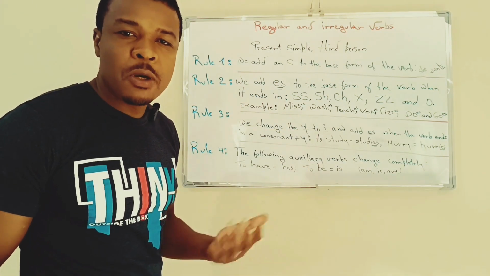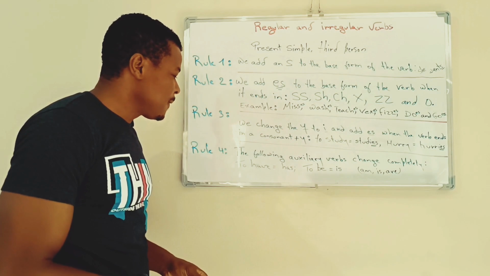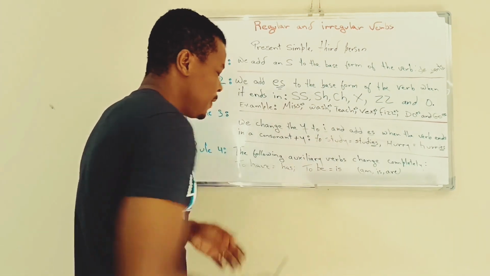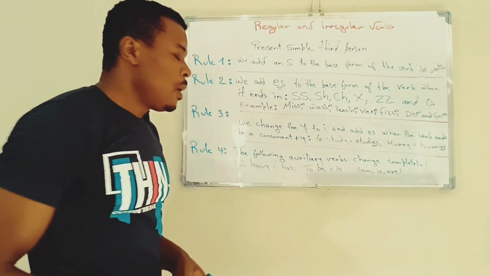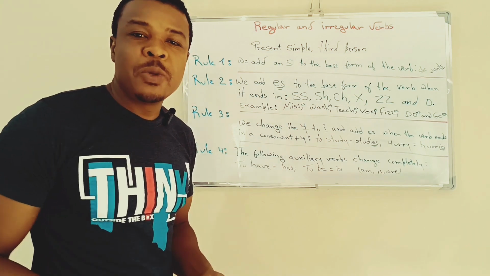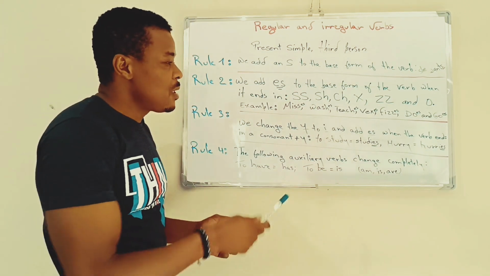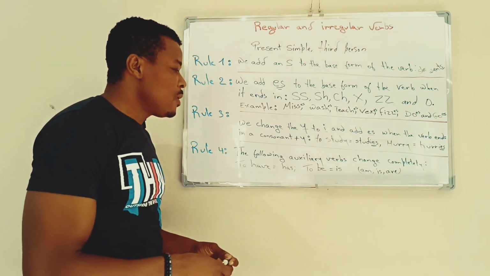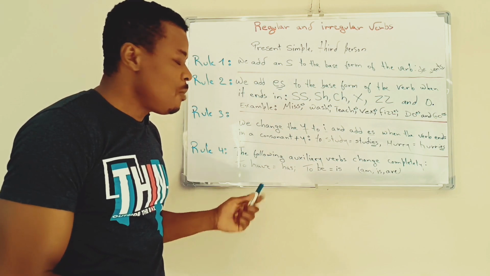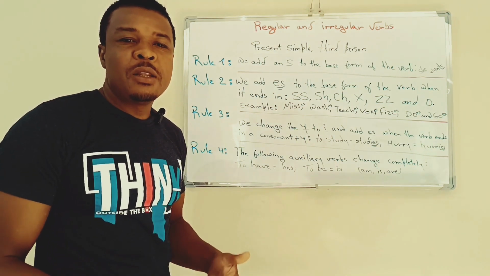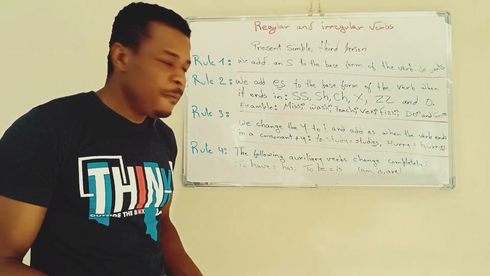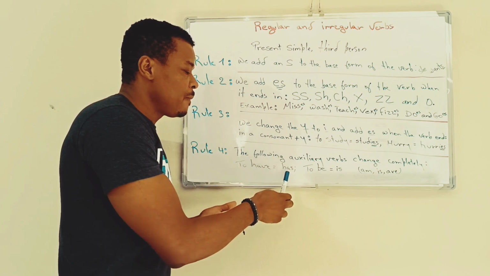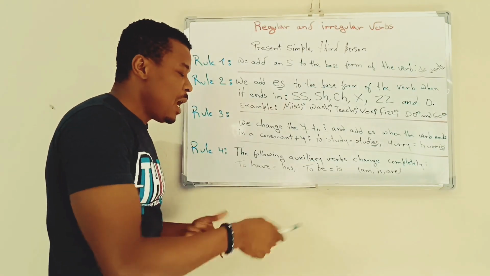We got a fourth rule, and it reads like that. The following auxiliary verbs change completely. For example, to have. I can say I have, you have, but we cannot say she haves. So it doesn't follow the rule where we add an s. This type of verbs, those auxiliary verbs, have their own form of conjugation. For example, to have just changes into has. I have, you have, she has.